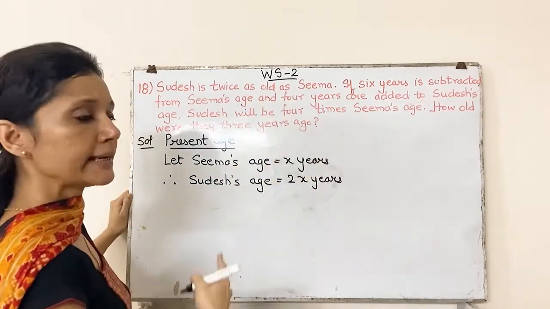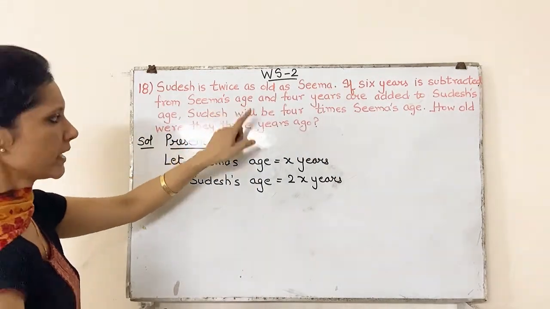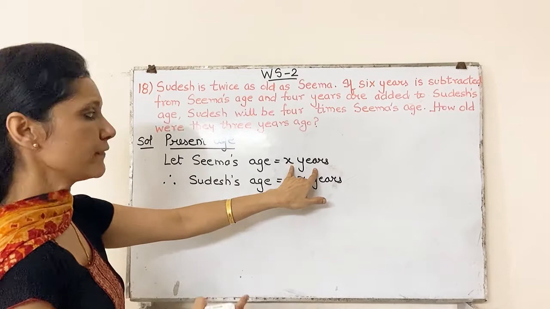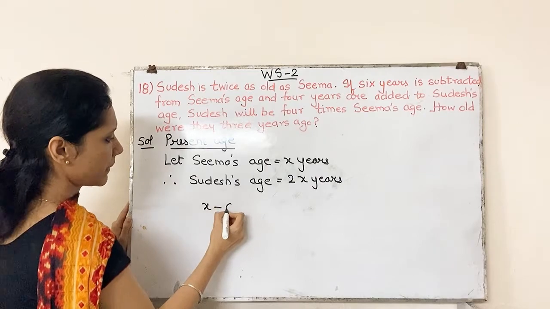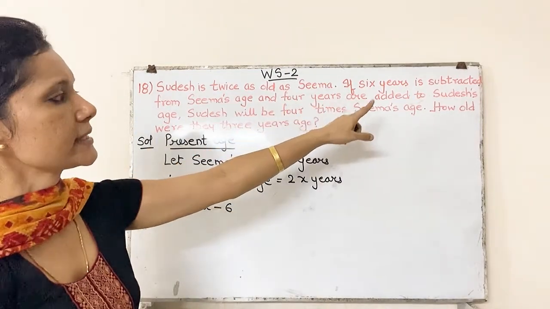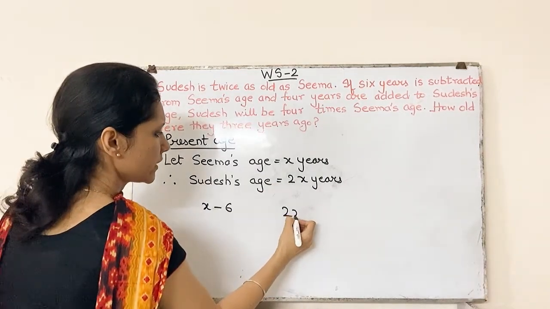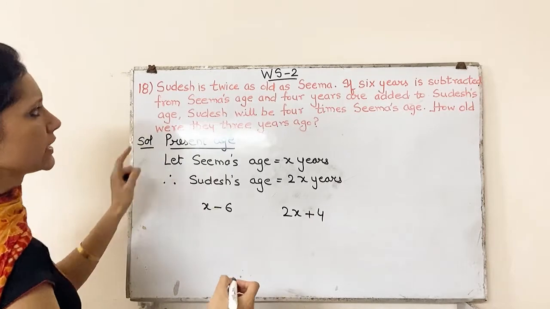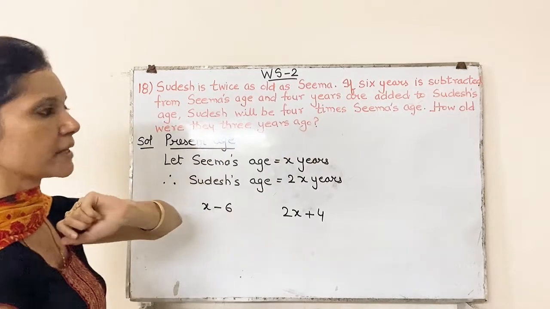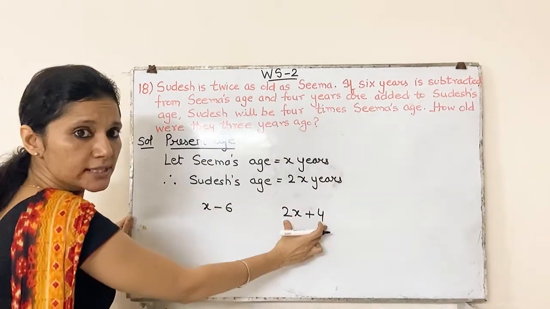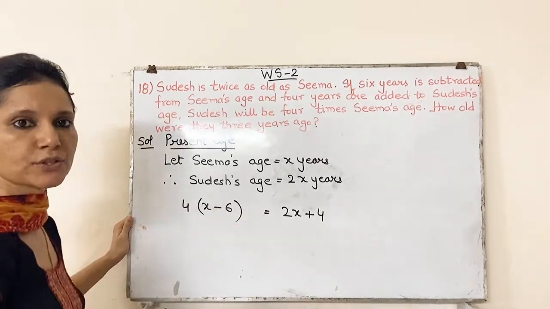Now we'll read the next line. If 6 years is subtracted from Seema's age, Seema's age is x years. If 6 years is subtracted from this, x minus 6, and 4 years are added to Sudesh's age, Sudesh's age is 2x, and 4 years is added to Sudesh's age, Sudesh will become 4 times Seema's age.